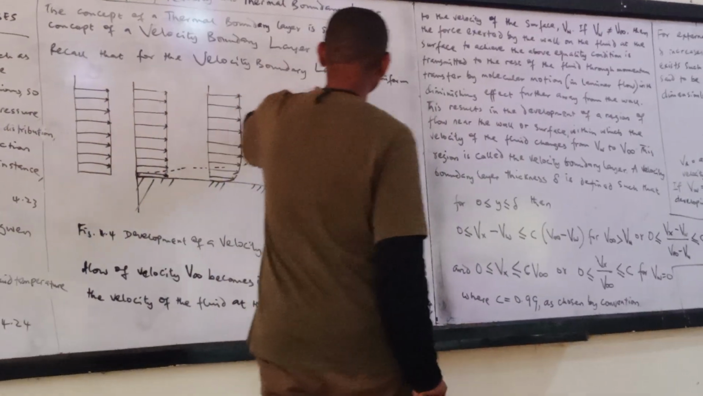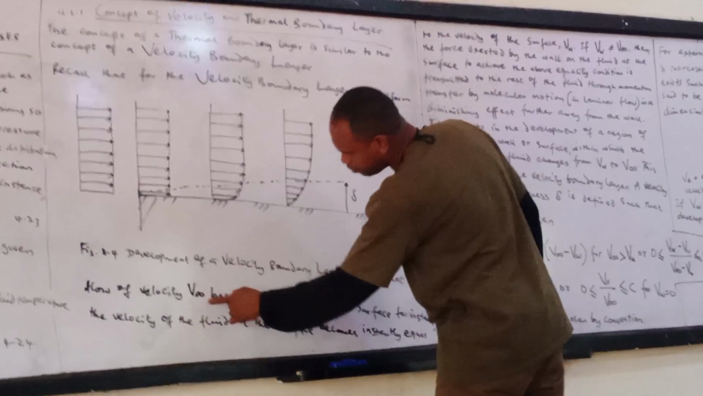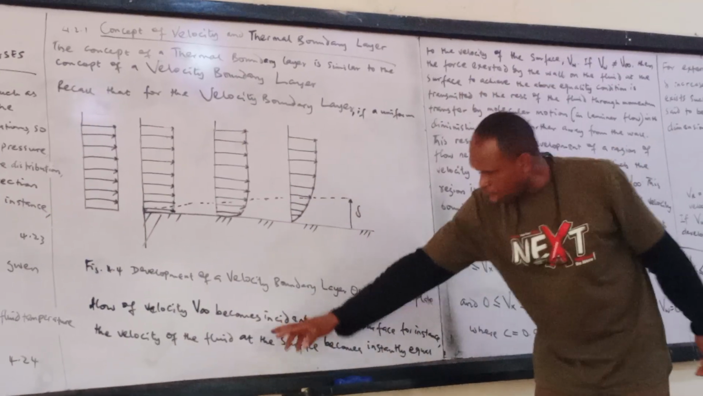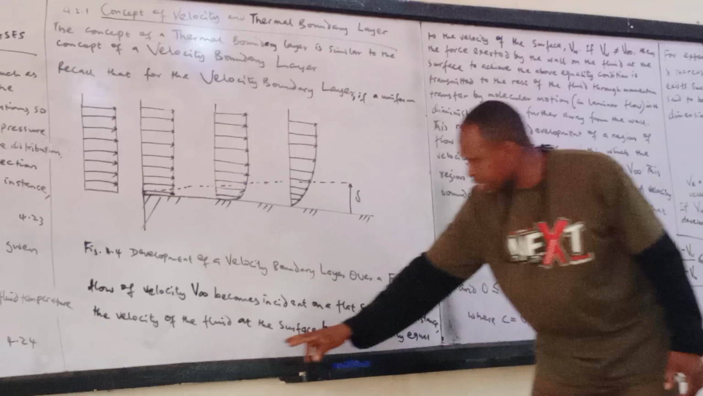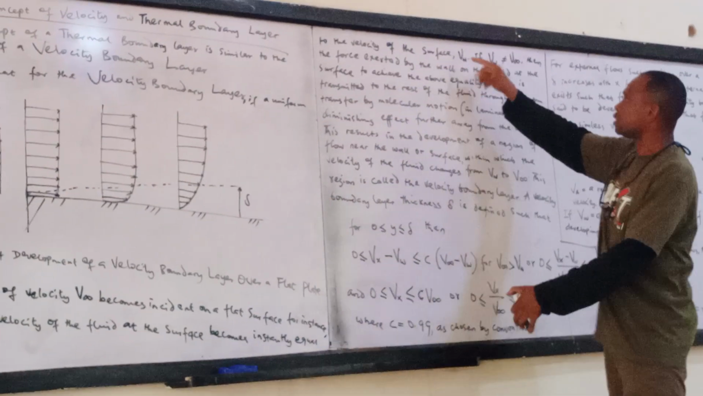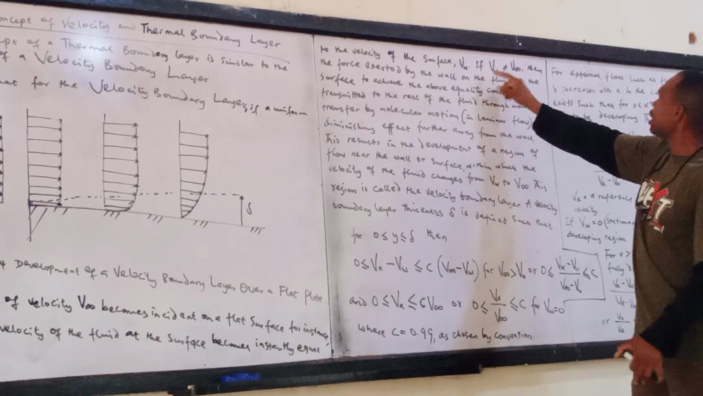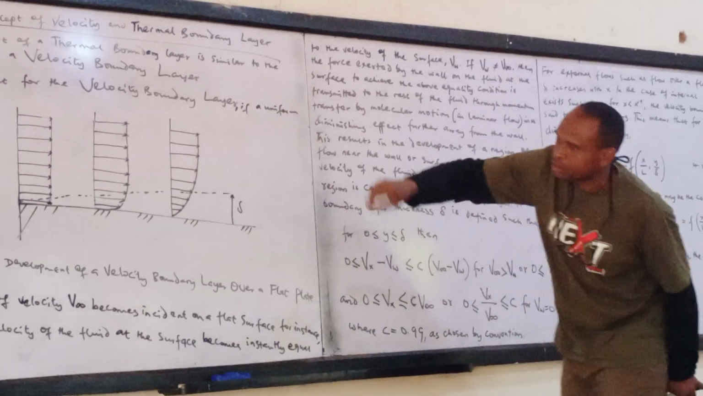Recall that for a velocity boundary layer, if a uniform flow of velocity V stream becomes incident on a flat surface, for instance, the velocity of the fluid at the surface becomes what? Instantly equal to the velocity of the surface. And the velocity of the surface is V1.